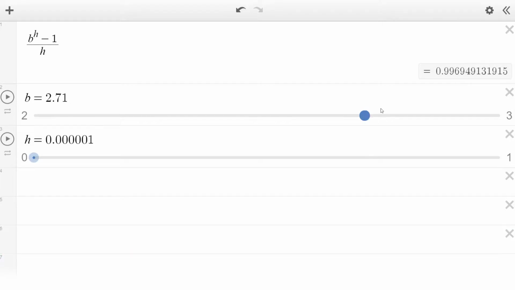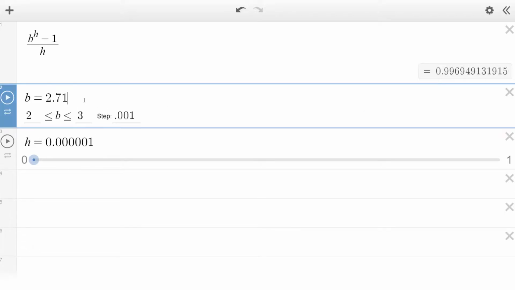Oh, we just passed it, right? We just went below it. Let me raise it. 2.71... between 2.718 and 2.719, maybe? Let me see. 2.718. Let's change it to 2.719. Oh, no. 2.719 is too large. 2.718.